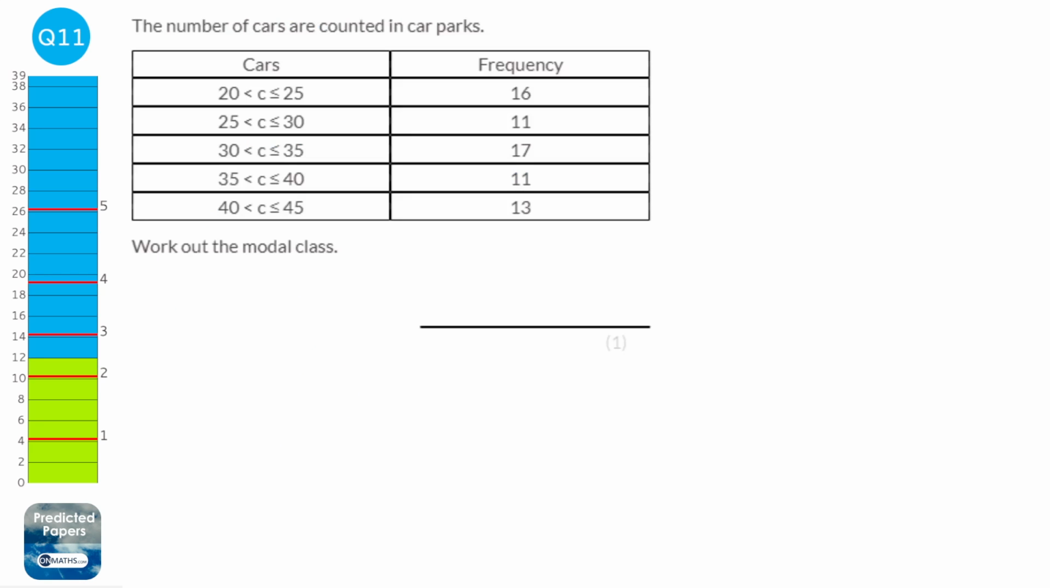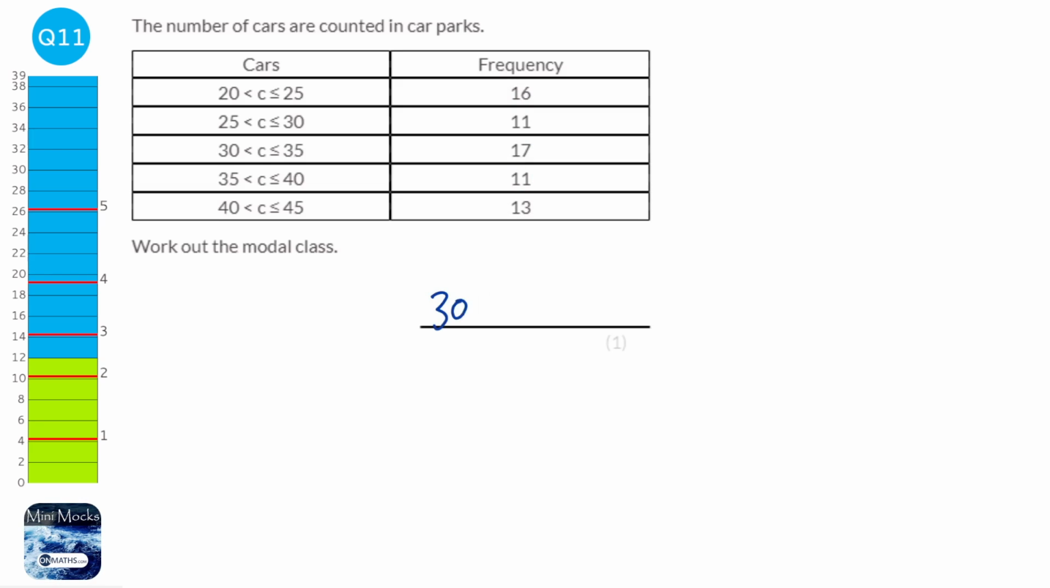The modal class is just the group that has the mode. The modal group. Class just means group. Now, all these guys here are groups. So any of these could be the answer. To find the modal class or the modal group, we just look to see which one has the most numbers in it. Well, the first group has 16 in it, the next group has 11, the next group 17, the next group 11, and the last group 13. Which of those is the most? Well, 17. So the group that has the most is this 30.